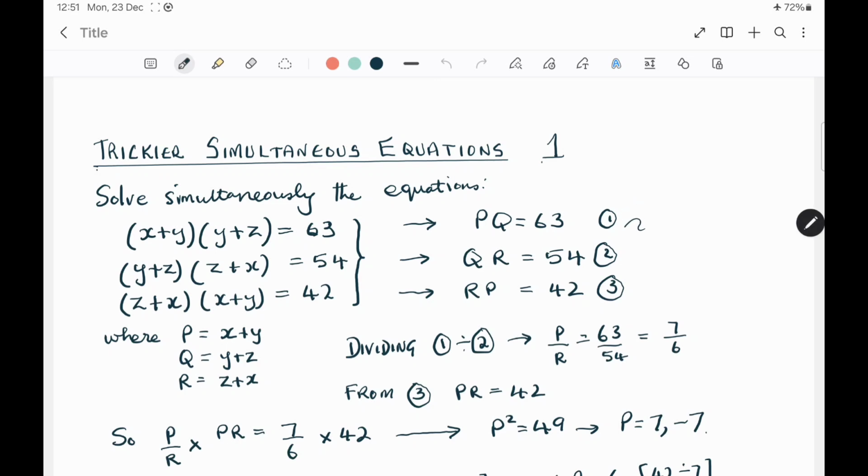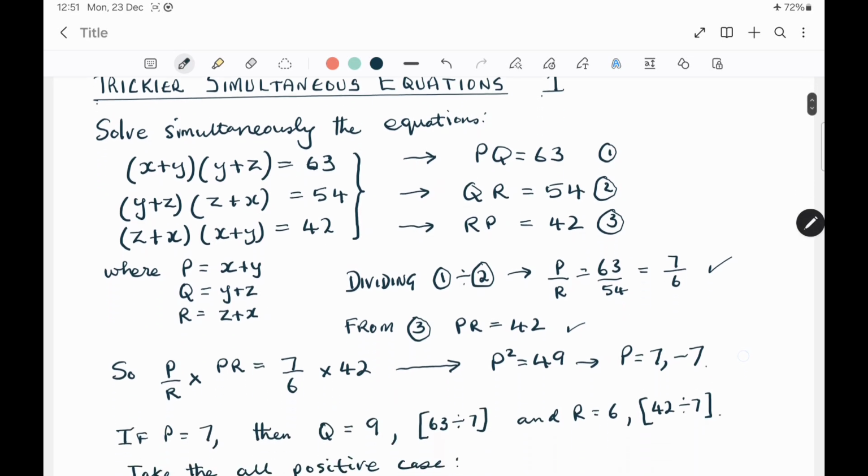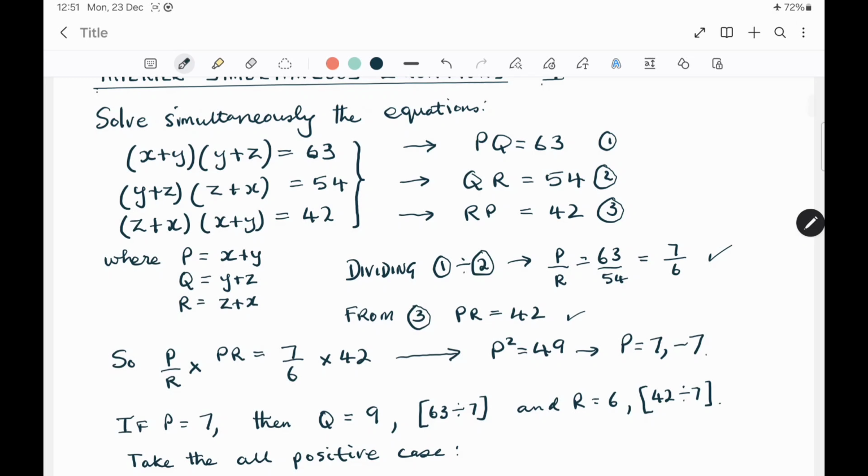So I've numbered the new equations as 1, 2, and 3, and if I divide 1 by 2, the Q cancels out, and we've got P over R equals 63 over 54, which cancels down to 7 over 6. And from equation 3, we have P times R is 42. So we got down to there. What I've done now is multiply those two expressions together. So you've got P over R times PR equals 7 over 6 times 42. In this, the R's cancel out, leaving us with P squared equal to 49, which means P is 7 or minus 7.